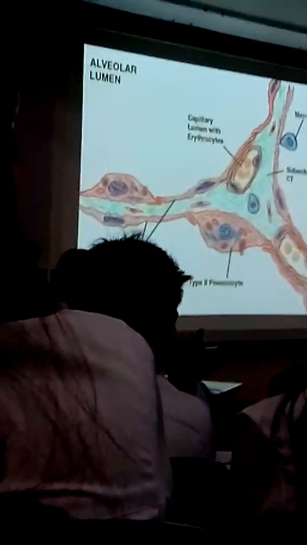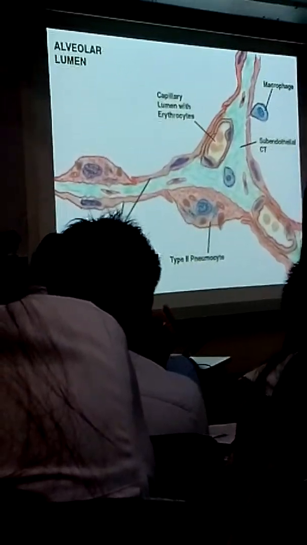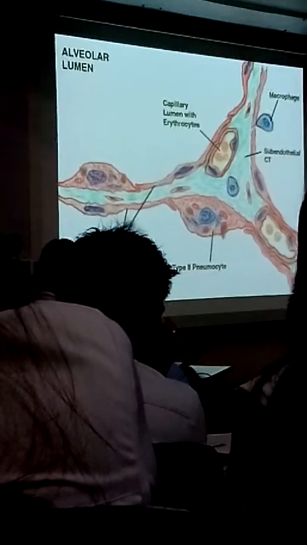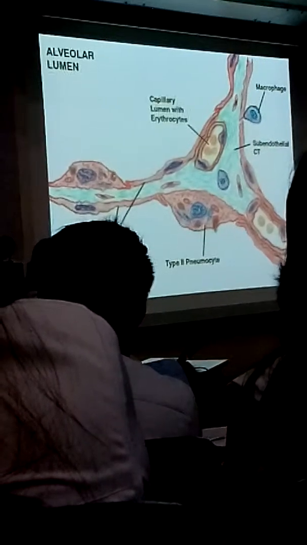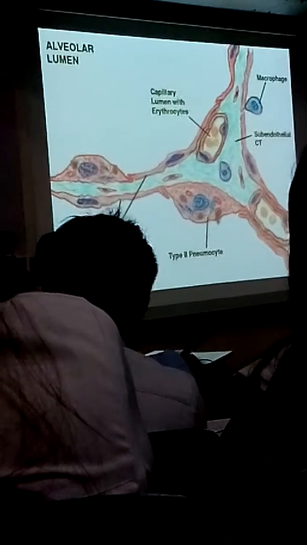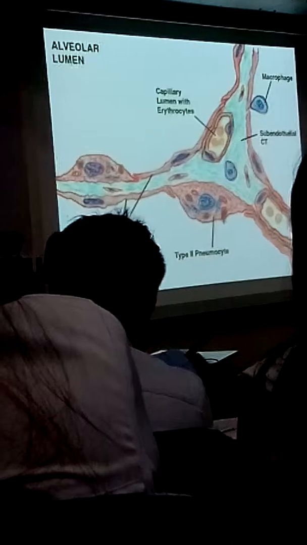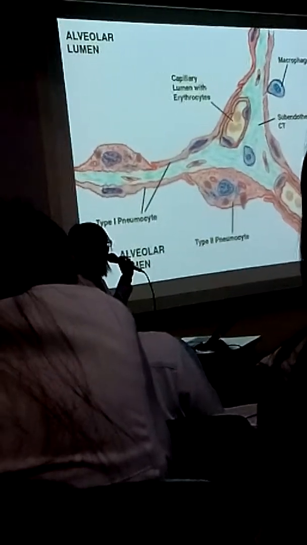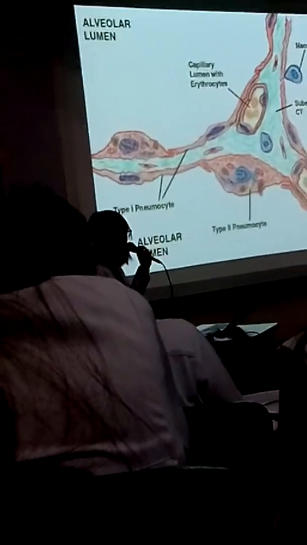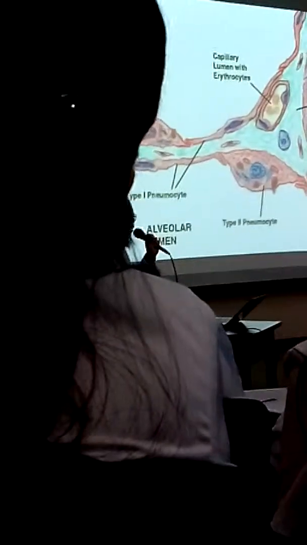So this is an electron micrograph representation of your alveolar septum. This is your alveolar lumen. It is lined by what epithelium? What cells? What are the two cell types of your alveolar lining? Type 1 pneumatocytes and type 2. Which is more in number, type 1 or type 2?